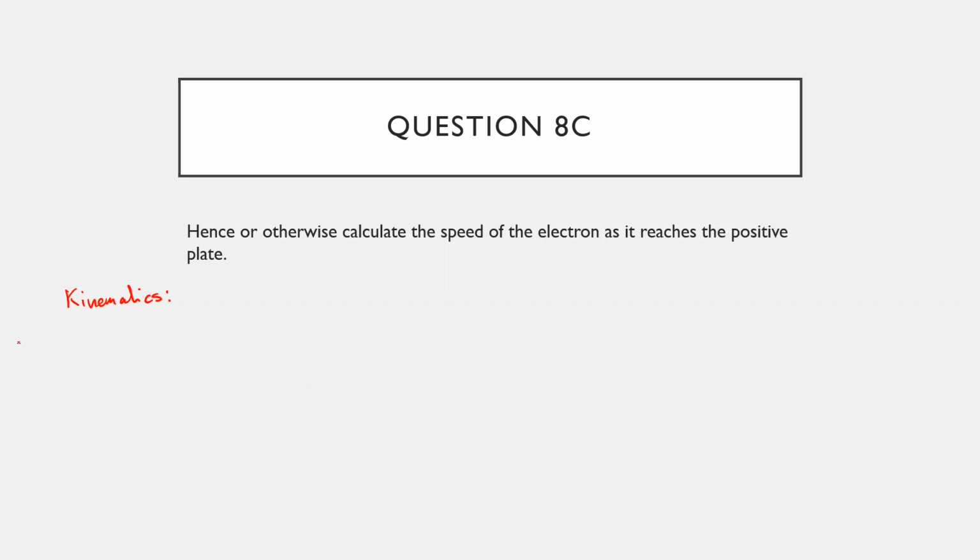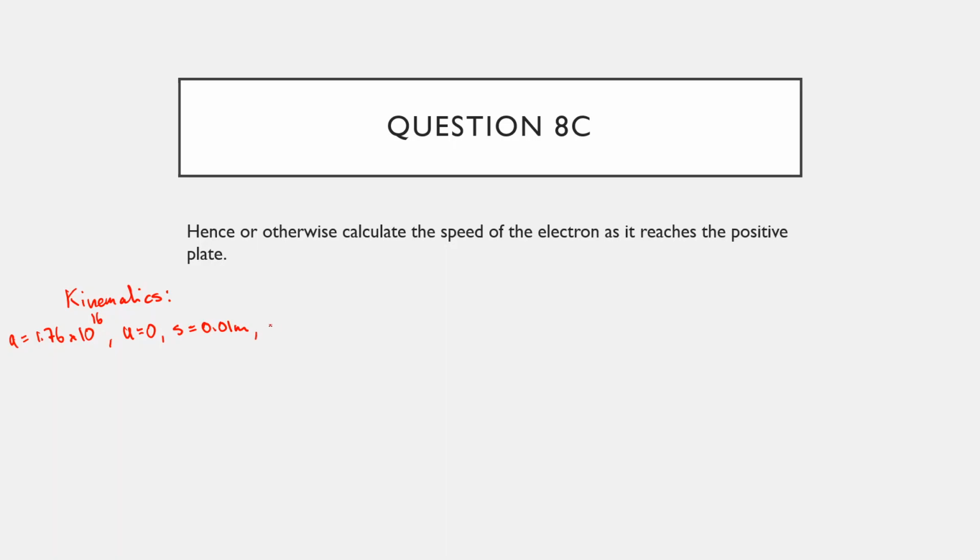well, what do we know? We know its acceleration. It's that massive number, 1.76 times 10 to the 16. We know that it has just been placed there. Okay, so it's starting from rest. So u is equal to 0. We know the distance it has to travel. It's 1 centimeter or 0.01 meters.